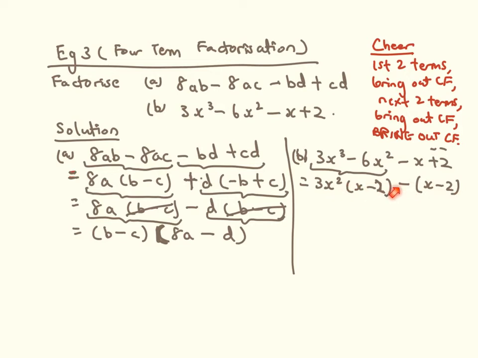For two-term factorization, you must take out a common factor. So the common factor is x minus 2. If you take it out, you are left with 3x squared minus, and then if you take out x minus 2, you are left with 1. So in this case, you have changed the expression into the product of two terms. Hence, you have factorized the four-term expression.